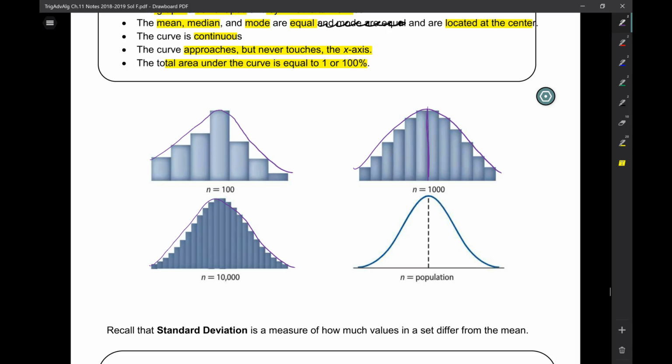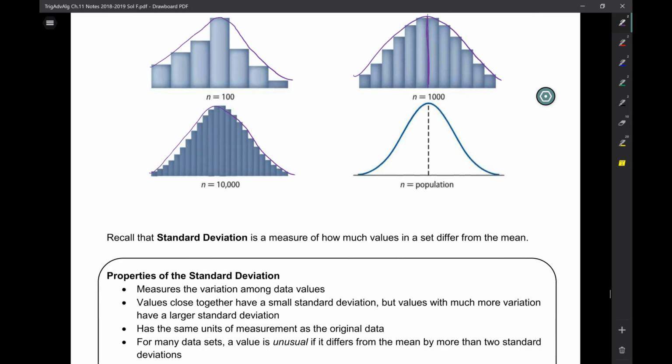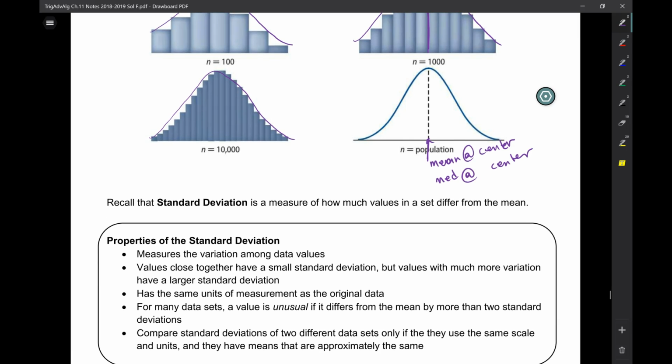It's a bell-shaped curve. The mean is exactly at the center. Mean at center. Median at center. Okay? That's super, super important.